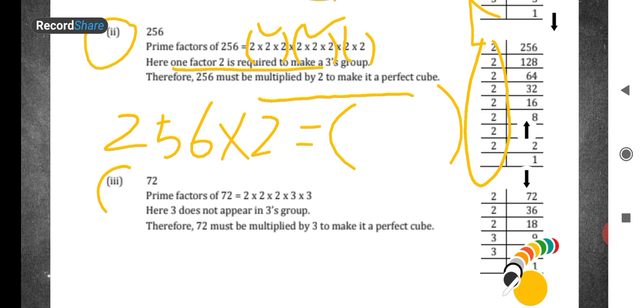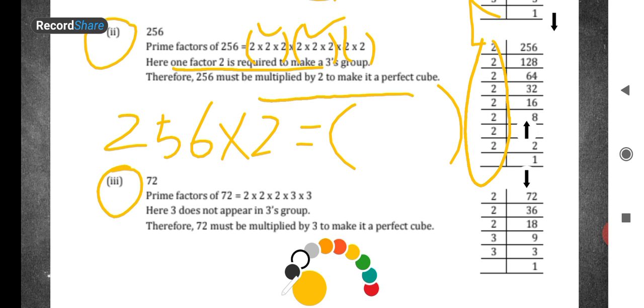Now 72 is also here. For 72 also, you will find the prime factors. So 72 is divisible by 2, 36 times. Again 36 is divisible by 2, 18 times. Now 18 is divisible by 2, 9 times, isn't it? So how much did we get? 2 into 2 into 2. So this is one group, isn't it? 2 into 2 into 2, 3 groups.